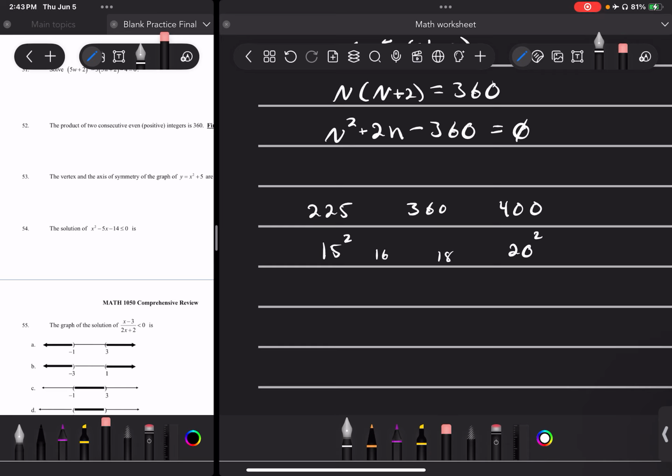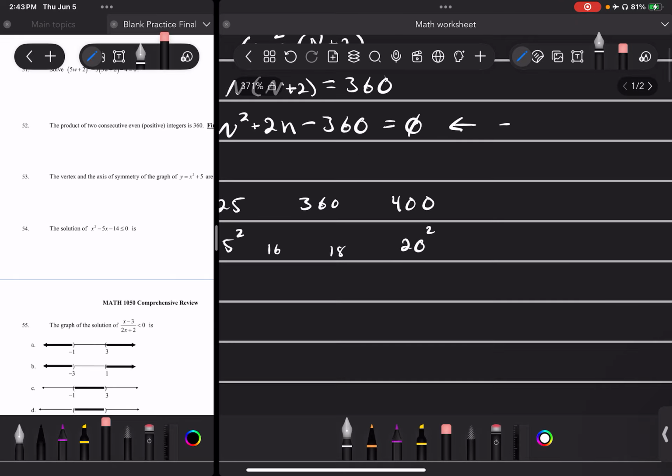Looking at these, since 360 ends in a 0, that means one of the numbers is going to have a 0. If the numbers were 16 and 18, the product would end in an even digit like 8. But because it ends in a 0, it means there was a 0 multiplied. So it's these two.